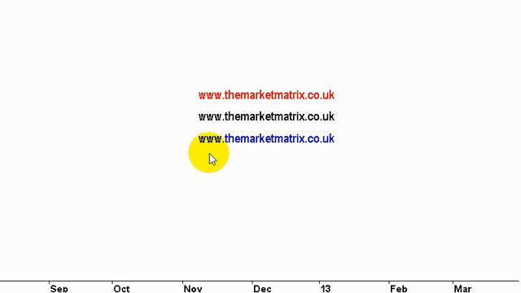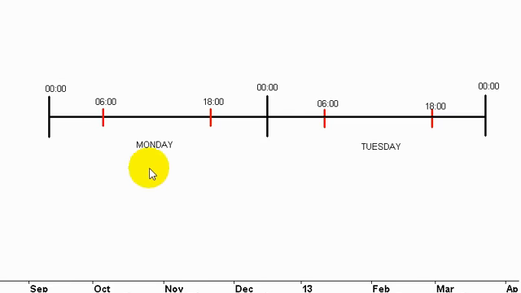Now, a cycle is something that repeats, so anything that happens in one cycle will be repeated in the same cycle afterwards. A simple example of a cycle would be your daily life. You can see here this is Monday and this is Tuesday, and it's from midnight to midnight. So one day is a complete cycle. The next day is another cycle. It's an exact repeat of the first cycle because it's exactly 24 hours in length.